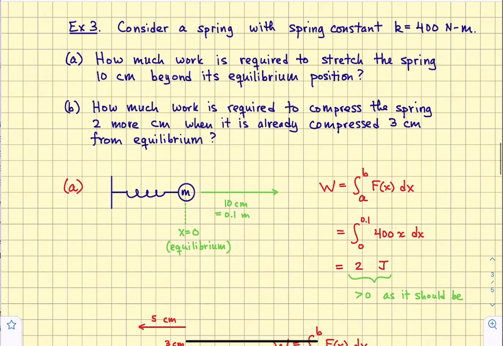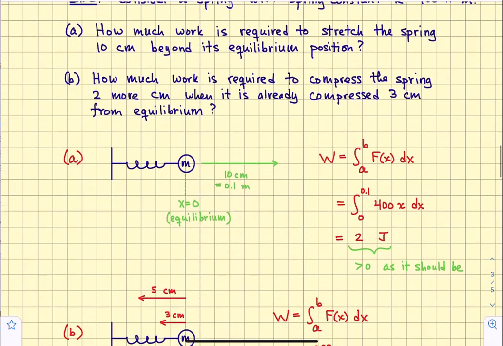So as an example, consider a spring that has a spring constant of 400 Newtons per meter. The first question is how much work is required to stretch the spring 10 centimeters beyond its equilibrium position? And secondly, how much work is required to compress the spring 2 more centimeters when it has already been compressed 3 centimeters from its equilibrium position?